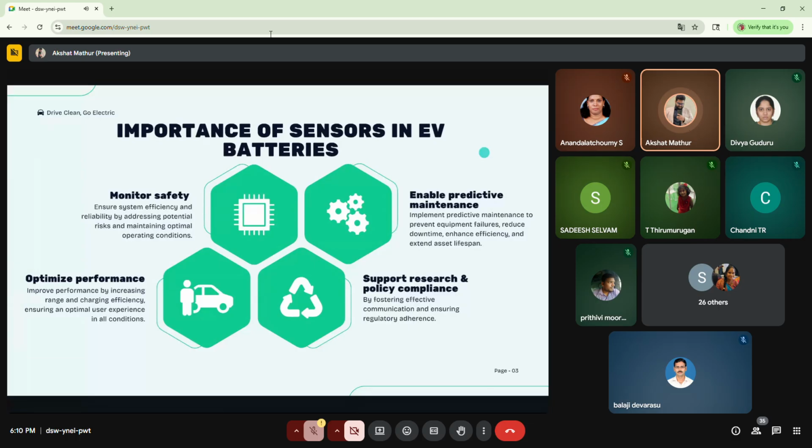The importance of sensors in EV batteries is unparalleled. It's next to anything else. Without sensors, an EV battery is like driving a blindfolded car. Sensors provide the data backbone to keep the EV safe, efficient and reliable.